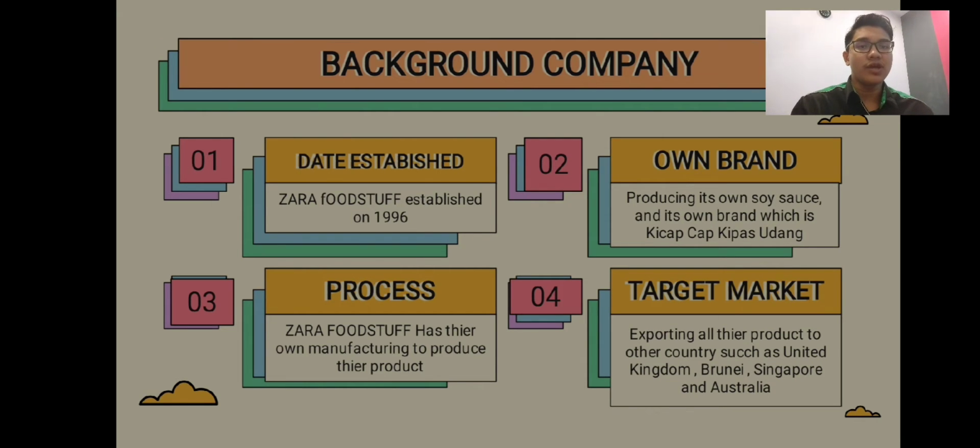The company has its own manufacturing to produce their product. It is also at the same place as the office, and they have 120 workers that run the process of making the soy sauce. ZARA FOODSTUF also exports their product to other countries, for example Singapore, Brunei, the United Kingdom, and so on. Their food style is also very familiar to customers who buy their product.